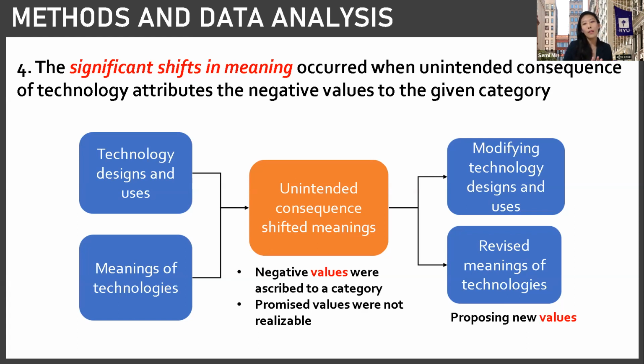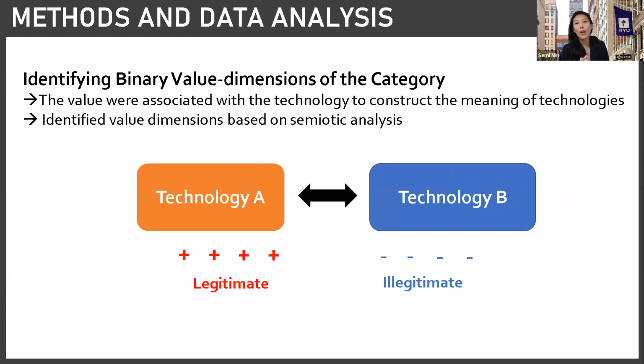I also found that the initial promises of blockchain technology were unlikely to be achieved due to its technical constraints. In response, new designs and uses of blockchain technologies were proposed with a modified narrative, promising alternative values to sustain the collective attention toward the technology. Therefore, I became interested in identifying values that give meanings to the technology, which makes certain technology legitimate or illegitimate.